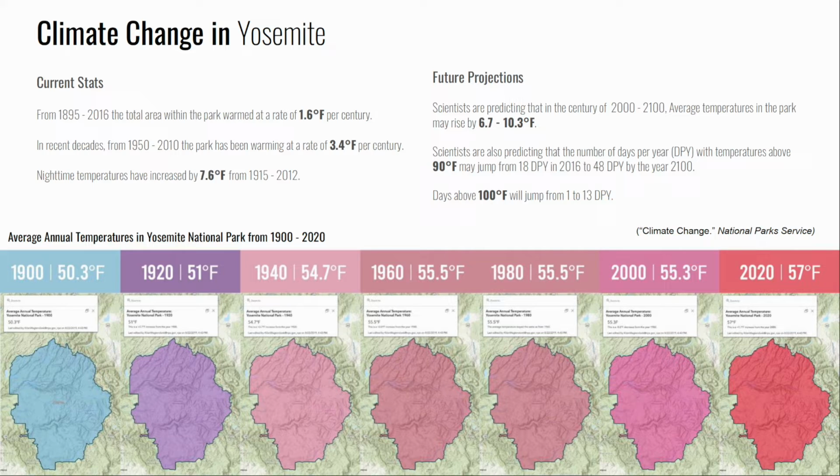As you can see at the bottom of this slide here are images of a GIS map that I created depicting the average annual temperatures in Yosemite National Park from the year 1900 to the year 2020. I used a layer and cool-to-warm gradient color system to show the temperature increase. The total average temperature increase from the year 1900 to 2020 was 6.7 degrees Fahrenheit.